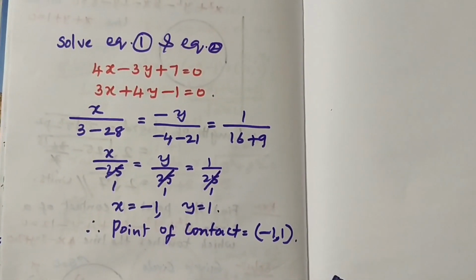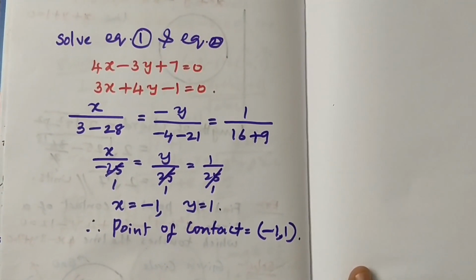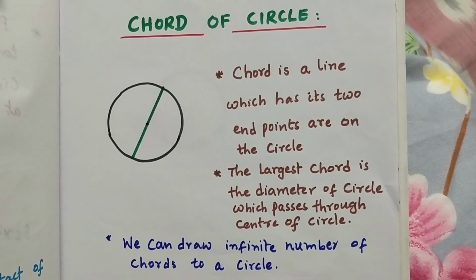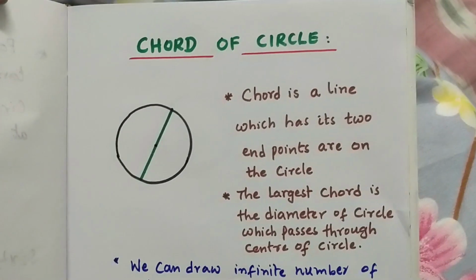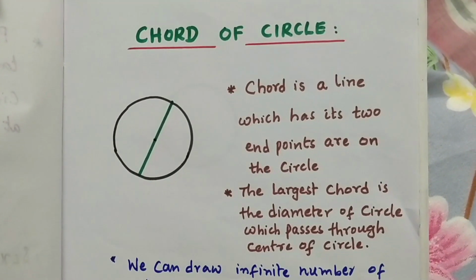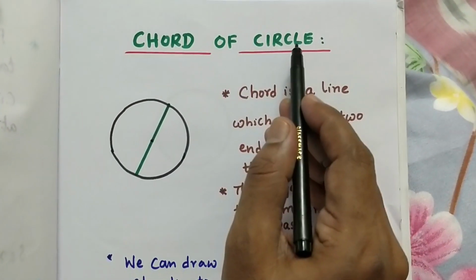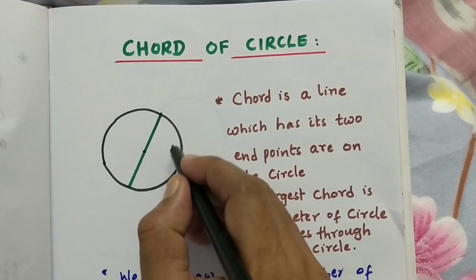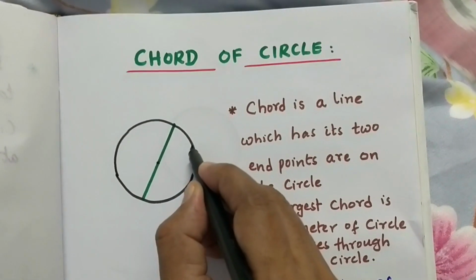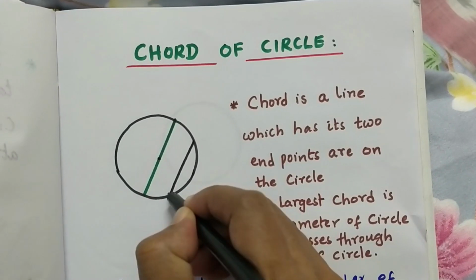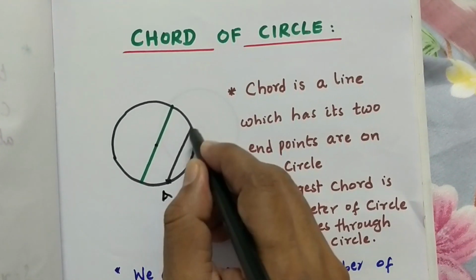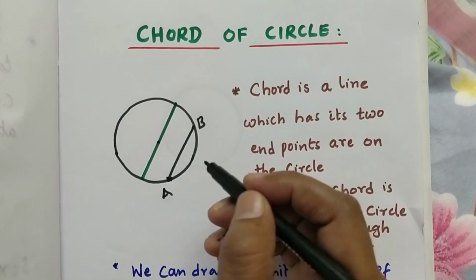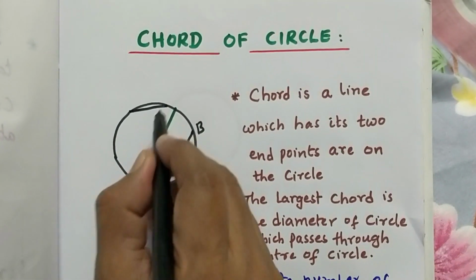After the equation of tangent and the equation of normal, we go to another concept which is very important, that is the chord of a circle. You know that the chord of a circle means a line joining 2 points on a circle. Say AB is a chord of a circle. How many chords can I draw? I can draw any number of chords to a circle.